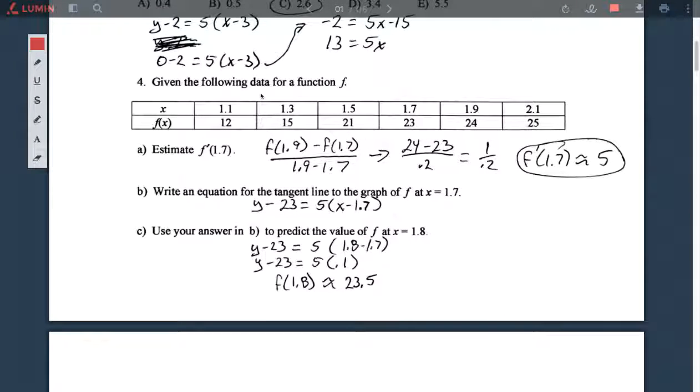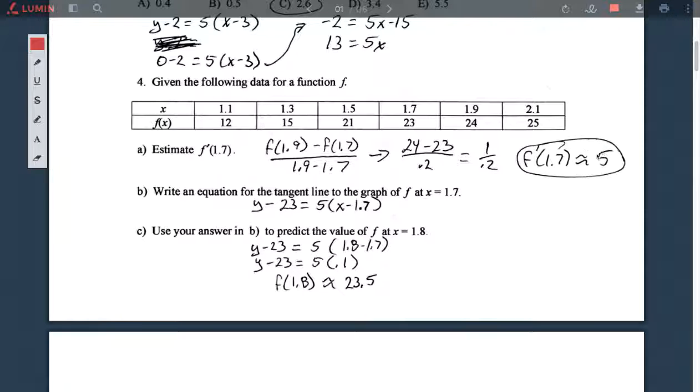All right, number 4. So we have some data here. First thing we want to do is estimate f prime of 1.7. So here's 1.7. Remember, we can use 3 different things here. We could have used 1.5 and 1.9, we could use 1.7 and 1.9, or we could use 1.5 and 1.7. I chose 1.9 and 1.7. So we're using AROC to approximate the IROC. So that's 24 minus 23 over 0.2. So that's 1 over 0.2, which is 5. So that means f prime of 1.7 is approximately 5.